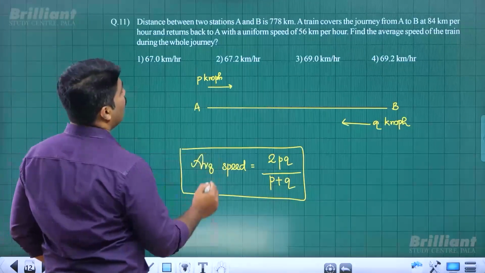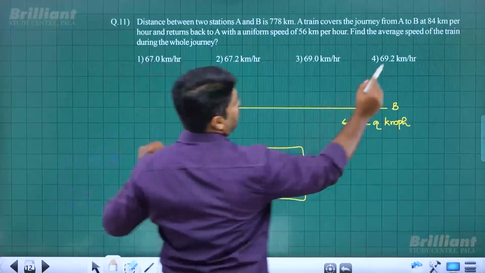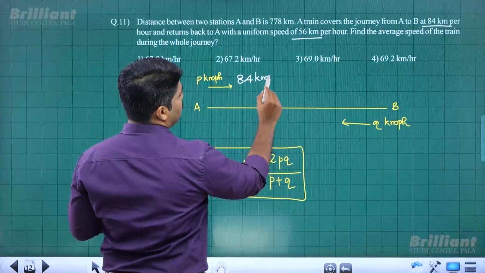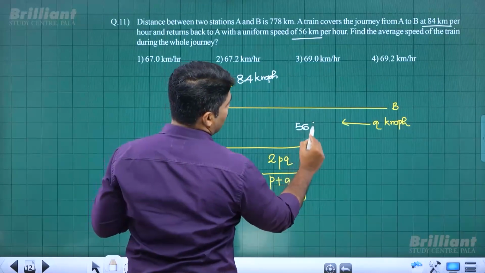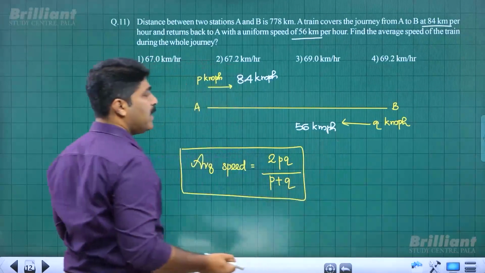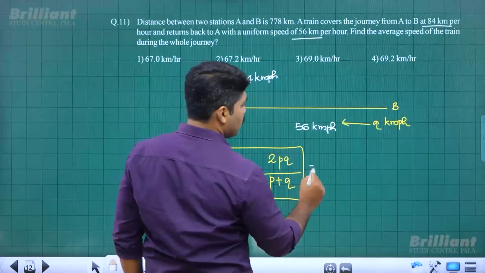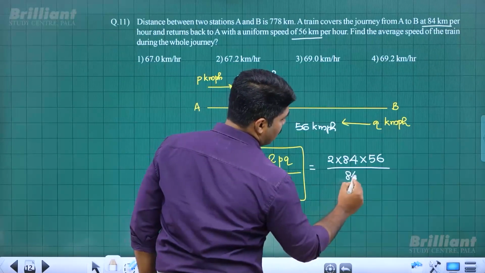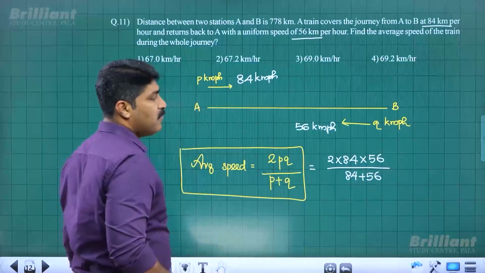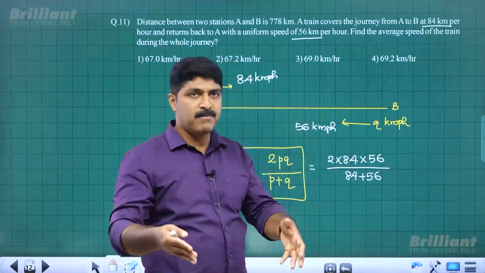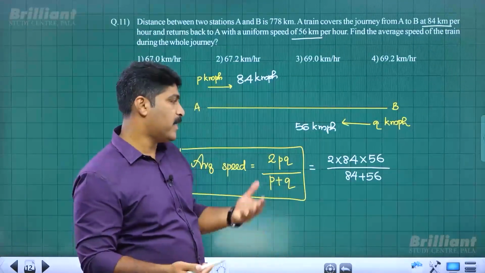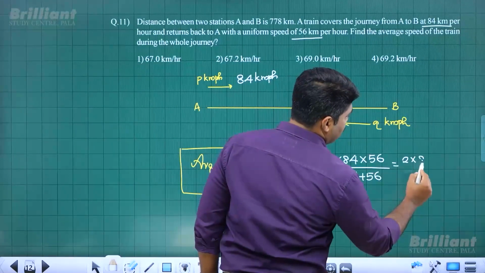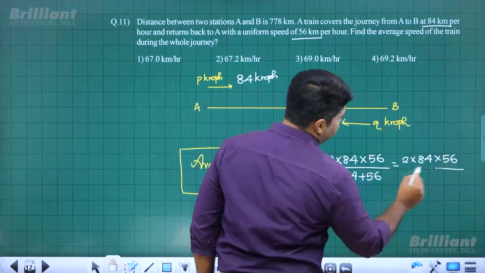So in this case, which are the speeds here? That is 84 km per hour and 56 km per hour. How can we apply it? Just multiply the values here. So this is 2 into 84 into 56 divided by 84 plus 56. In such operations, never multiply these values in the first step itself. First of all, you have to add the denominators together. You have to develop some basic ideas about simplification.